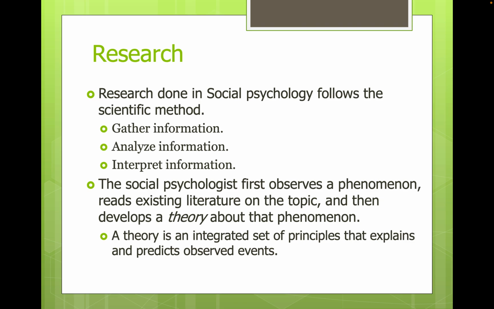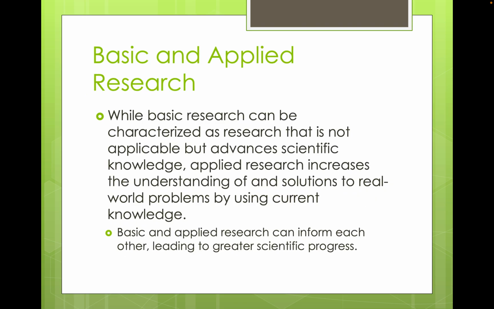Okay, research done in social psychology follows a scientific method. The first thing that you do is gather information. The next thing that you do is analyze that information. And the third thing that you do is interpret that information. The social psychologist first observes a phenomenon. They read existing literature on the topic, and then they develop a theory about the phenomenon. A theory is an integrated set of principles that explains and predicts observed events.